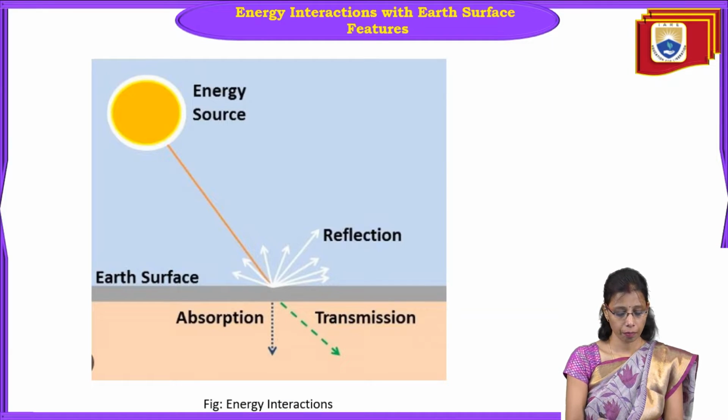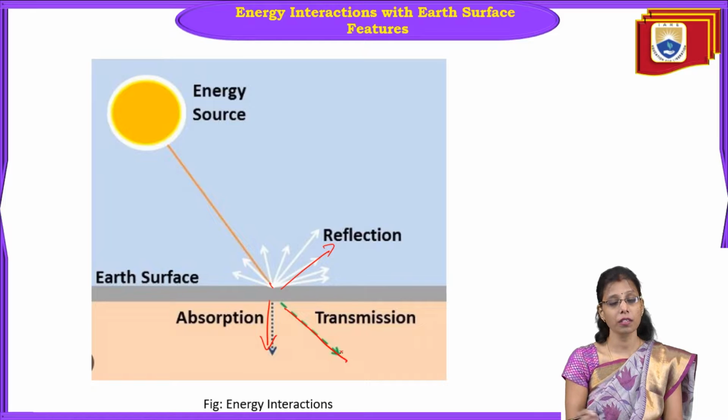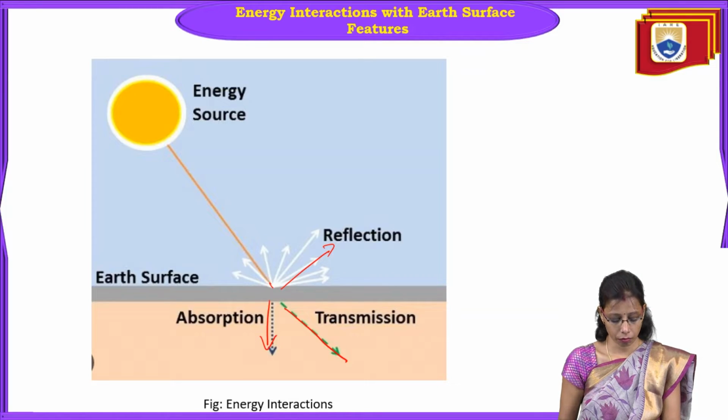Now here we can see the sun rays falling on the ground, the Earth surface. Here reflection is there, absorption, and transmission means transferring from one object to the other object. Mostly what happens is absorption or reflection, and that energy is recorded in the electromagnetic spectrum region by the sensor, and sent back to the receiver station in the form of satellite images and information.